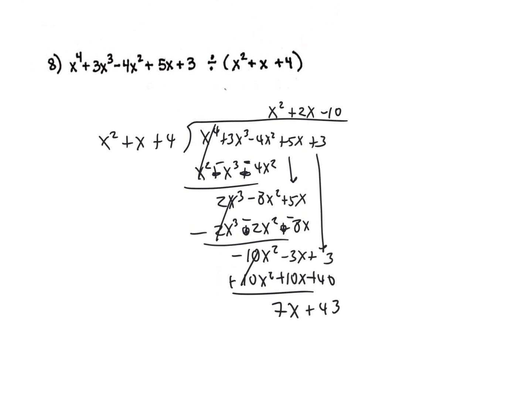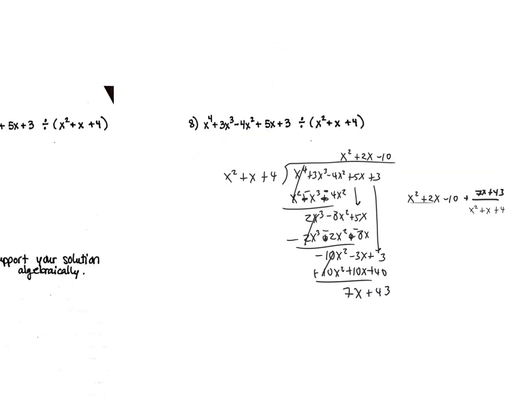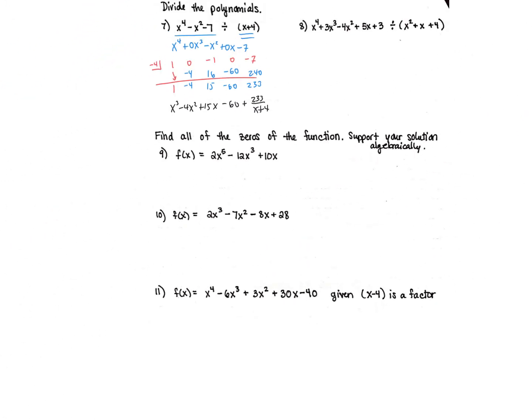So therefore, the final answer would be this, plus 7x plus 43 all over the divisor, which was this, right? And that would be the final answer. So that's number 8. Number 9.